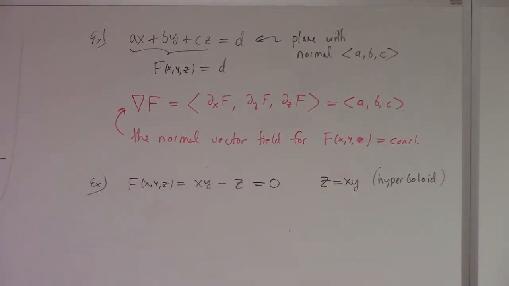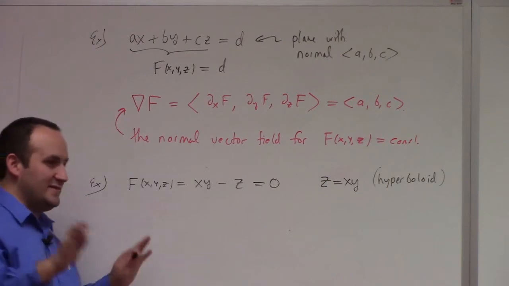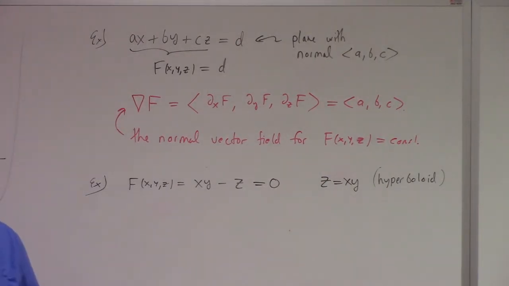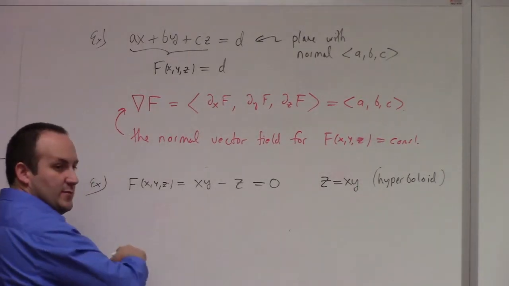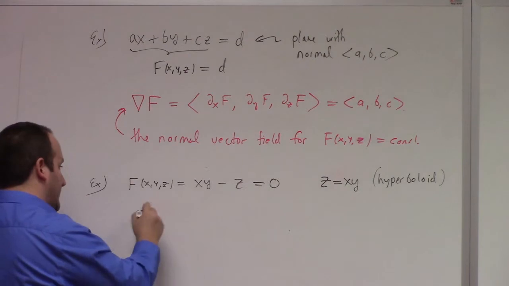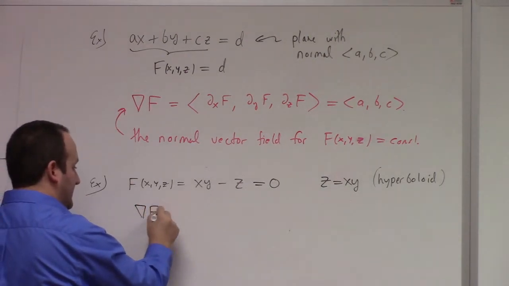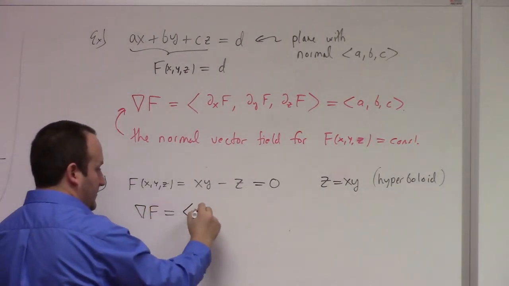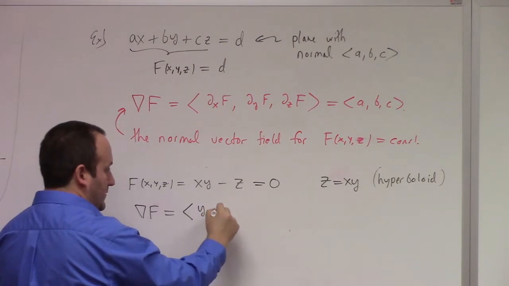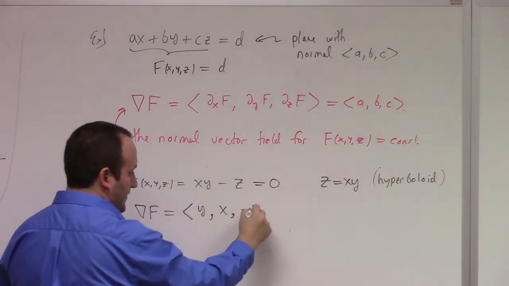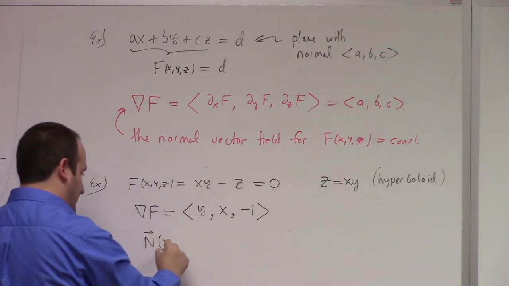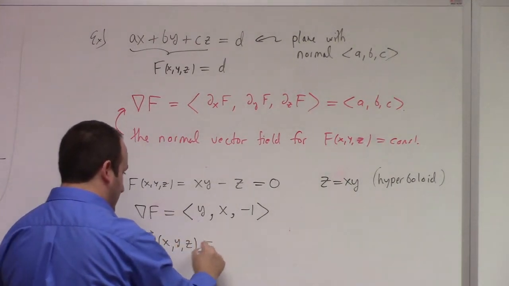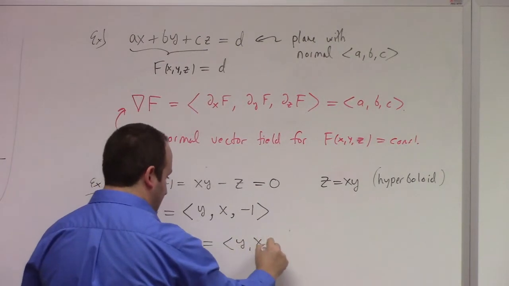It's unpleasant. It increases in certain directions. It drops off in others as you think about the graph. It's got a saddle shape, right? Anyway, so what's the gradient? What's the normal vector field to the surface? Well, calculate the gradient of f. So I got y, x, minus 1. So the normal vector field at the point x, y, z to the surface is that: y, x, minus 1.